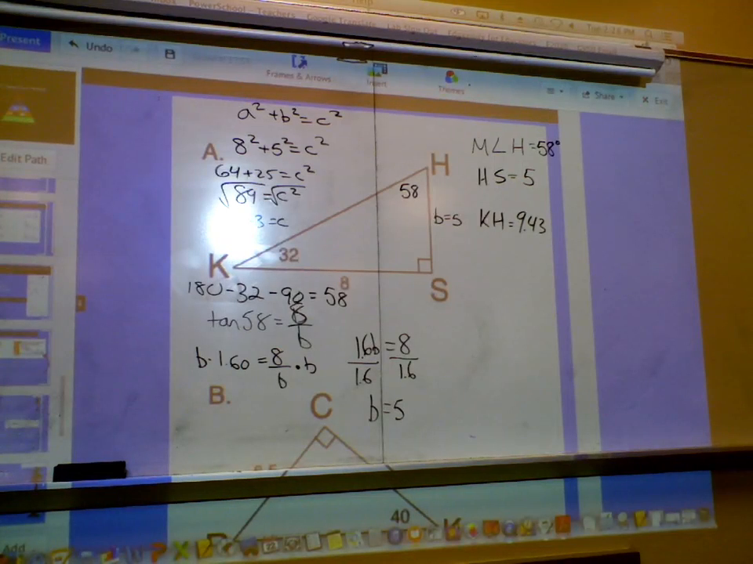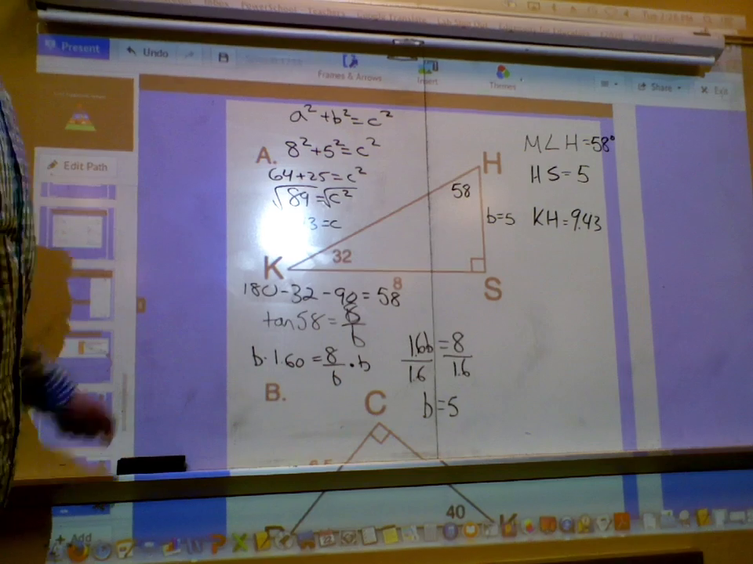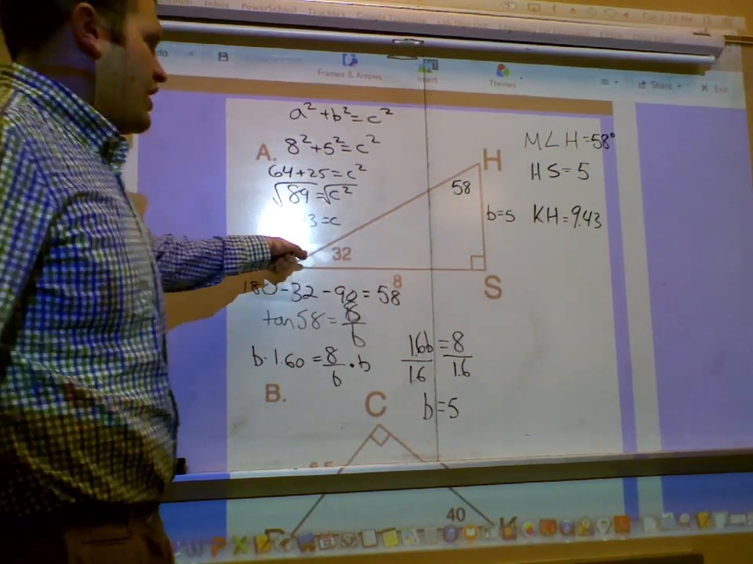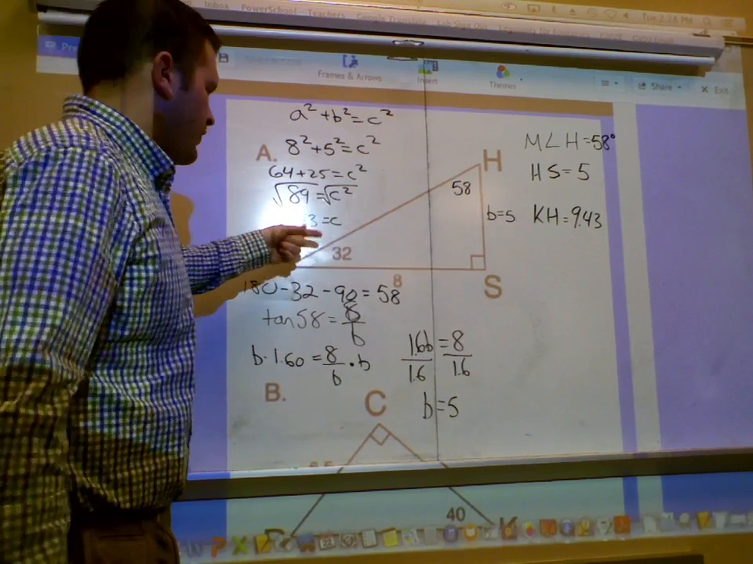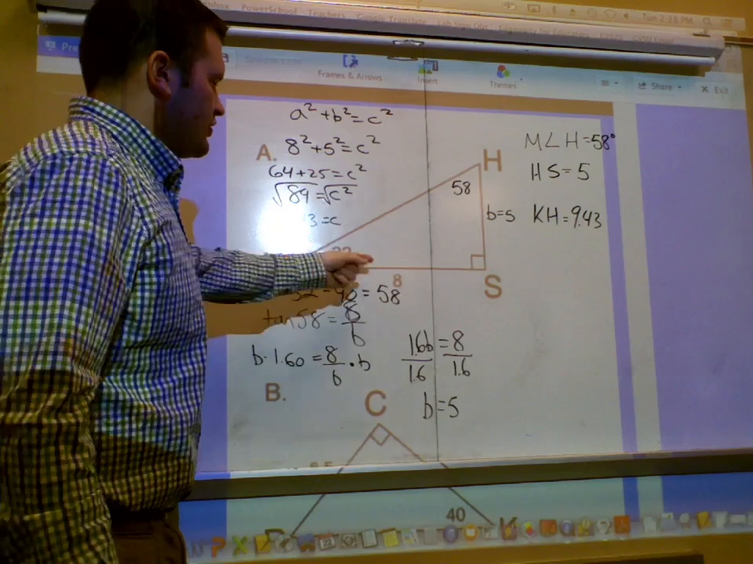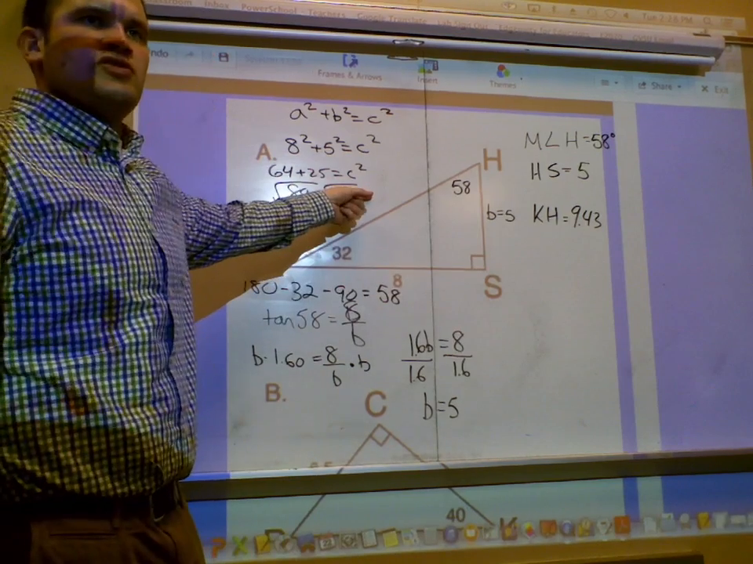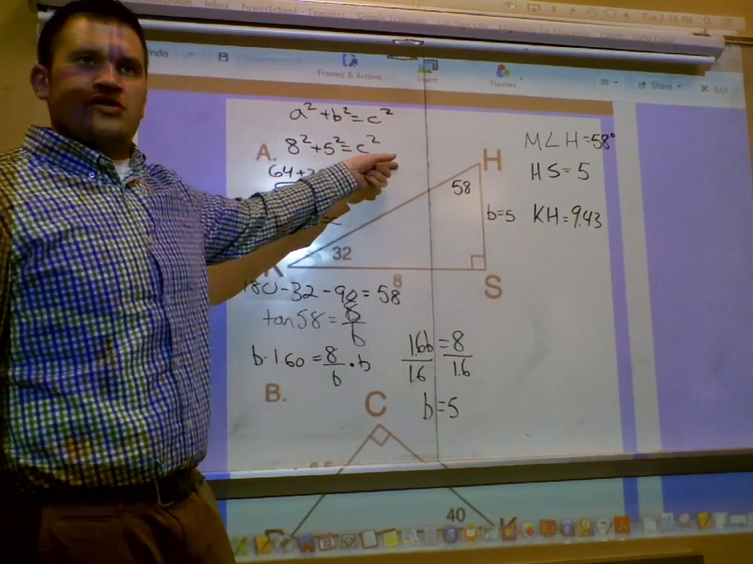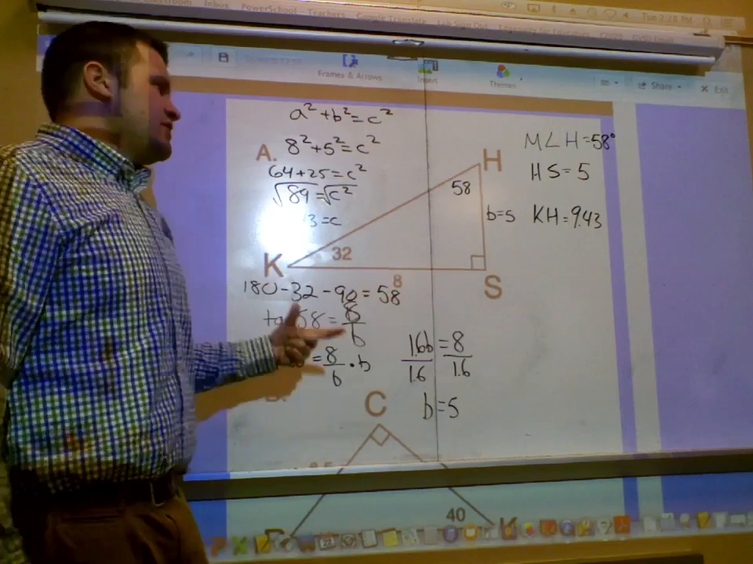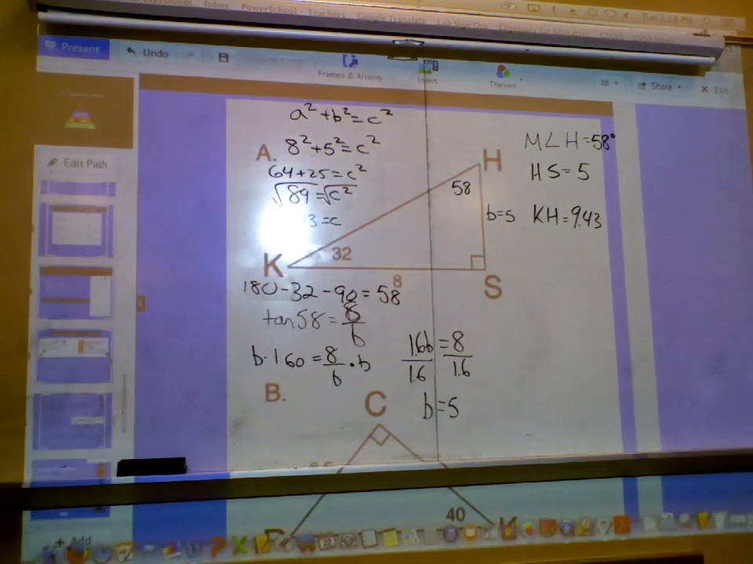Now, is that the only way to do this problem? No, that's not the only way. We could have used cosine here instead of tangent. We could use cosine of 32 and do 8 over the hypotenuse, solve for the hypotenuse first, and work our way back. We could use sine of 58 equals 8 over the hypotenuse and work our way back. So there are multiple ways to solve this. Would I get the same answers? Yes. Regardless of the way you solve it, you'll get the same answer. Are there any questions?